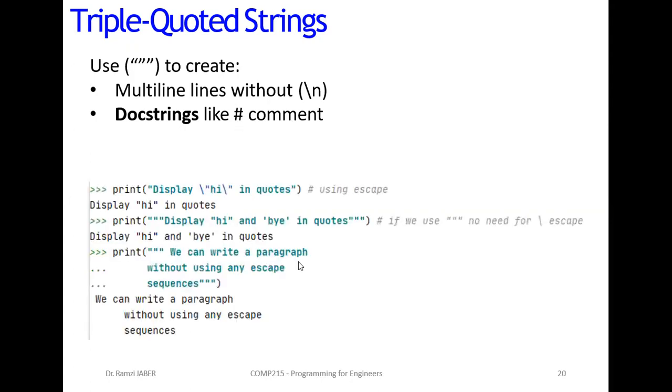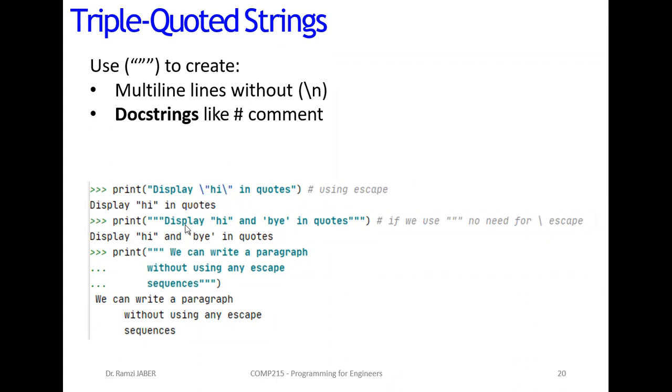Example here. Example, display between quotation, display \quotation hi double quotation in quote. So using escape to display the double quotation around hi. Similar to C. If I want to display double quotation or single quotation or any character, I must add \ before it. Here, similar to C or C++.